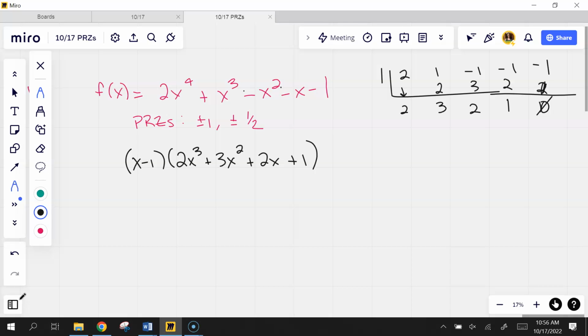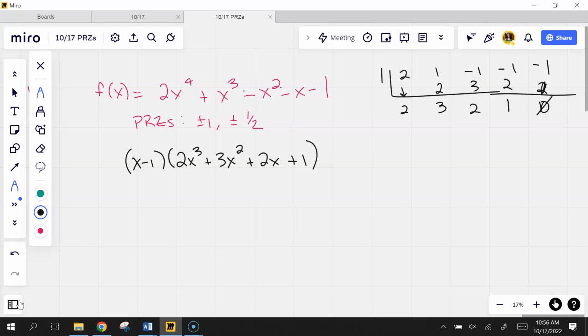Can I factor the polynomial? Yes, you can with grouping. It's not going to group though. I can take an x squared out. I'm left with 2x plus 3, and then 2x plus 1, so the factors wouldn't match.